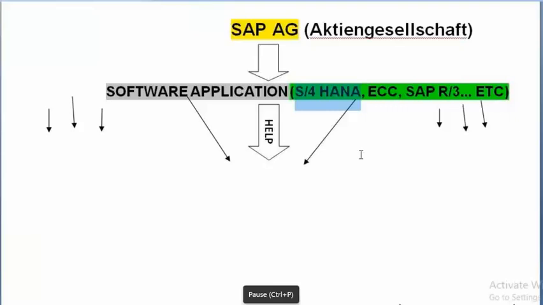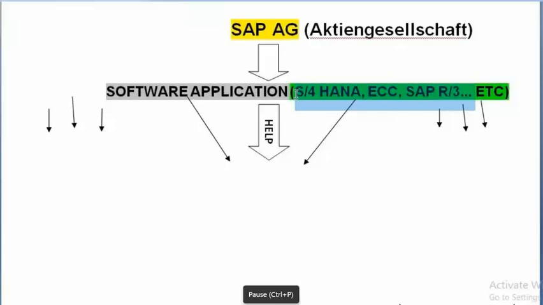S for HANA. When you see S for HANA, what is this? This is the name of a software application along with its database. Apart from that, we have another name as ECC. Apart from that, we have another name, SAP R3. SAP AG develops these software applications.